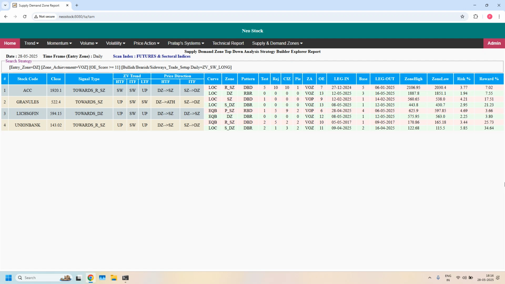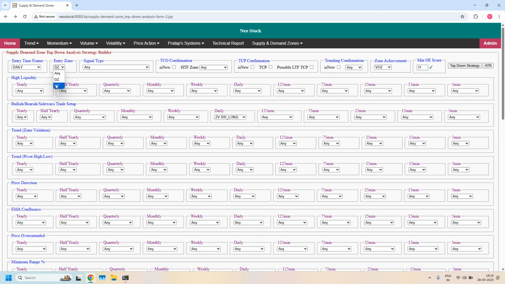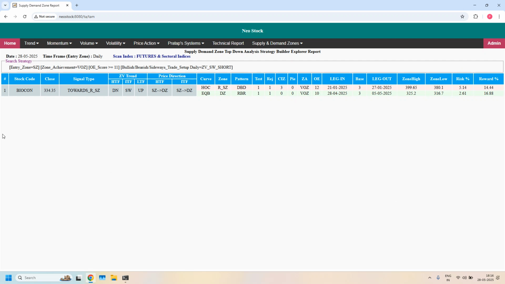Okay, next sideways short trade setup for monthly income trade. The changes here are supply zone, daily supply zone, and here sideways short trade setup. Now this time both these filters are applied to daily supply zone. Let's filter. We got 1 stock. Sideways short trade setup for monthly income trade. Entry zone is the daily supply zone.